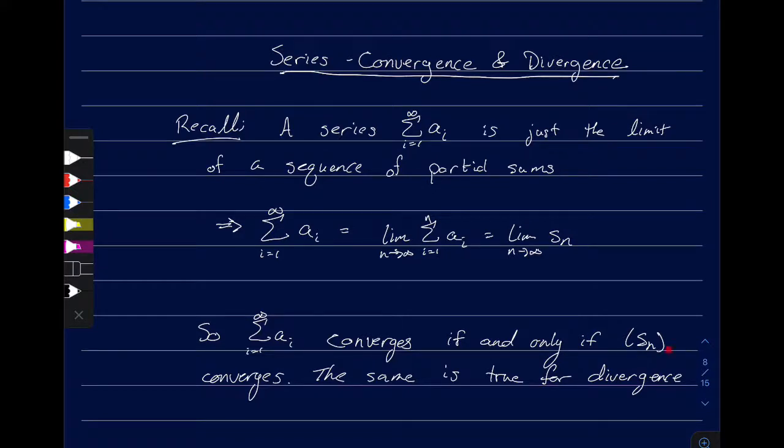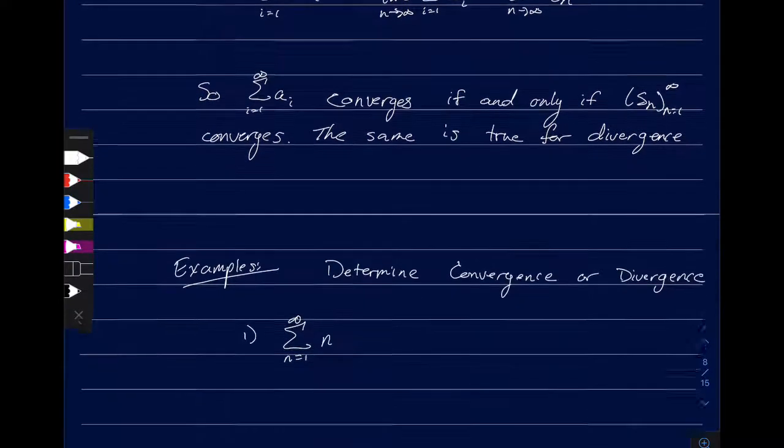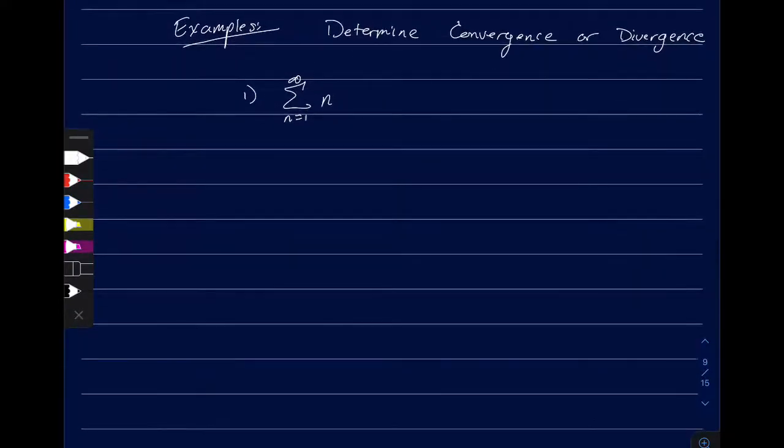So the sum of a_i converges if and only if the sequence S_n, as n ranges from 1 to infinity, converges. And the same is true for divergence. So if the sequence of partial sums diverges, then so does the limit of our series.